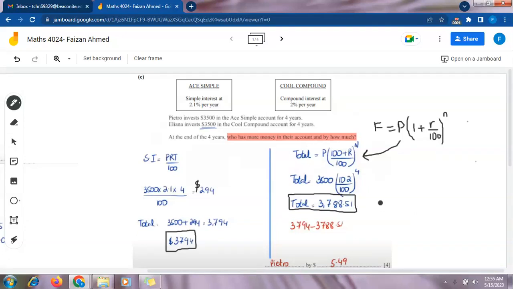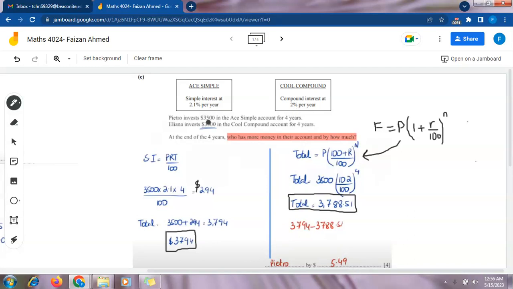This is the last part of the same question which we were solving in the previous video. In this part, we will be using the concept of simple interest and compound interest. So we have two accounts. The first one is A Simple, which is providing a simple interest at 2.1% per year. The second account is Cool Compound account, which is providing a compound interest at 2% per year.